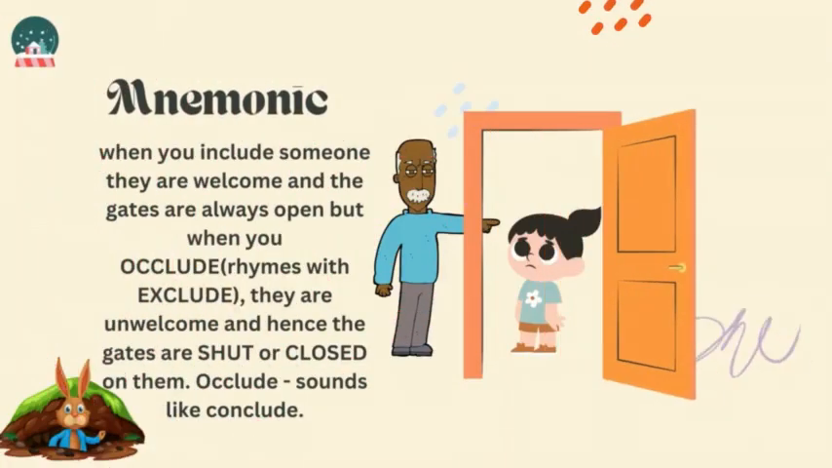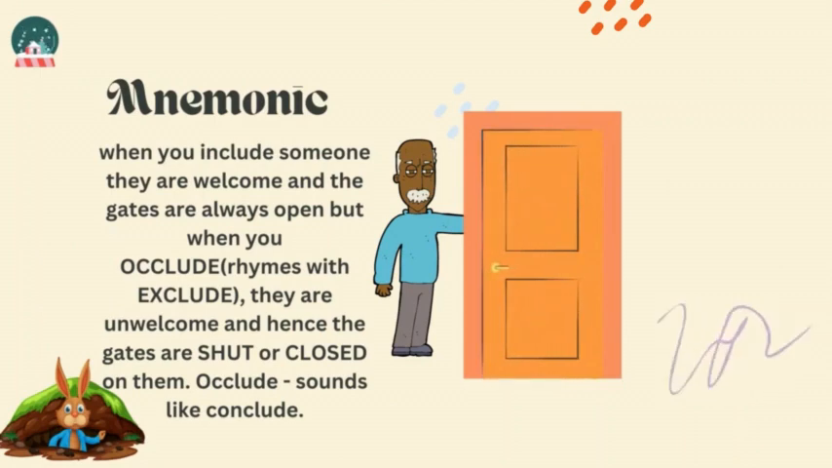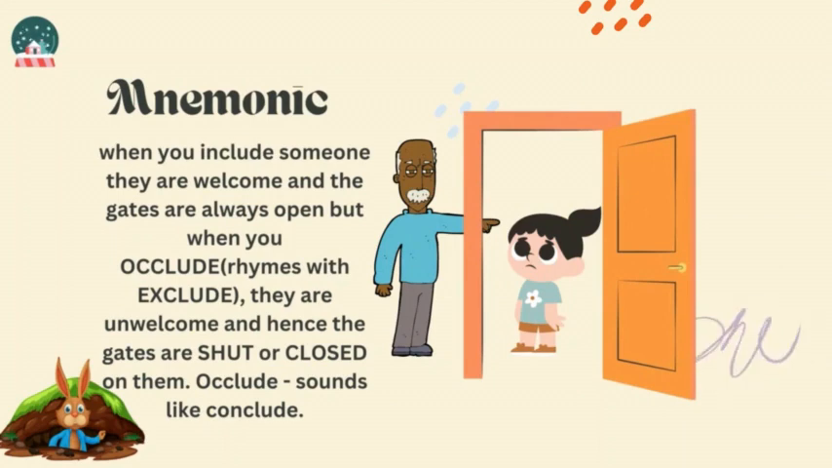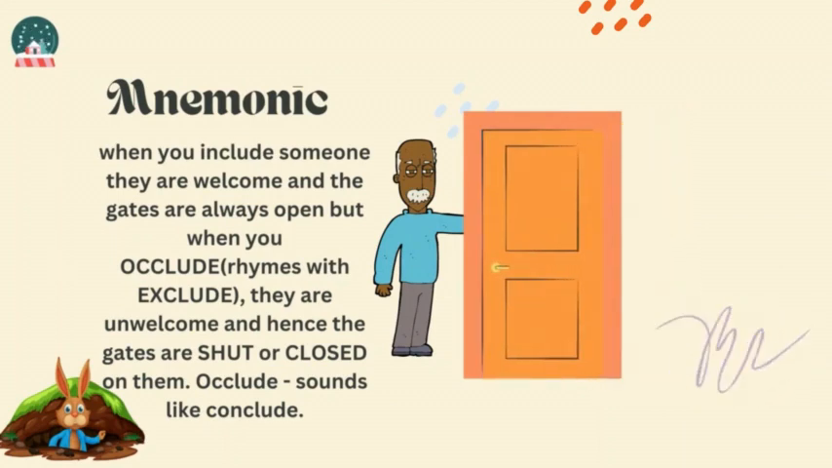Memory aid to help you memorize this. When you include someone, they are welcome and the gates are always open, but when you occlude, rhymes with exclude, they are unwelcome, and hence the gates are shut or closed on them. Occlude sounds like conclude.